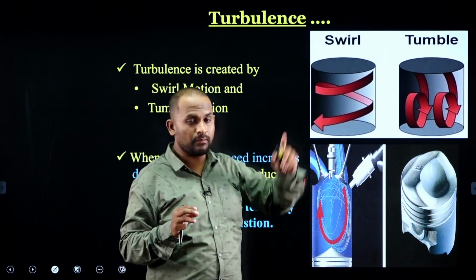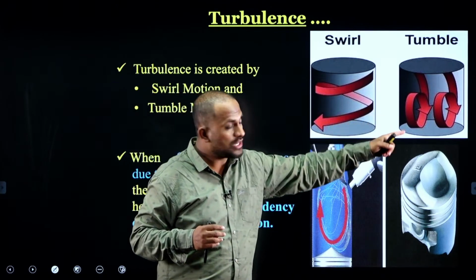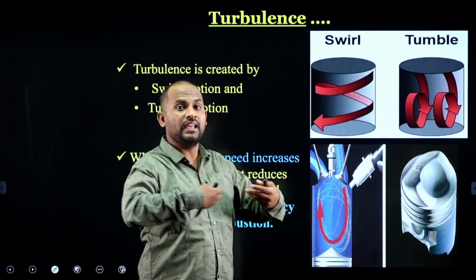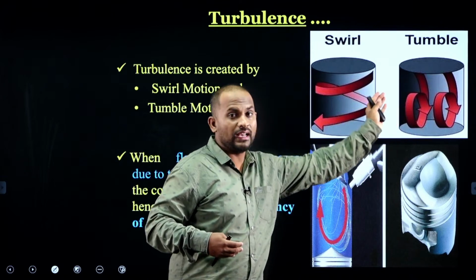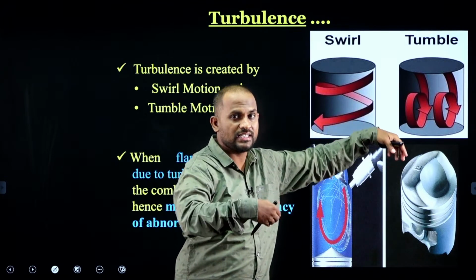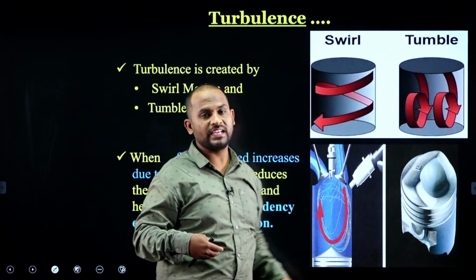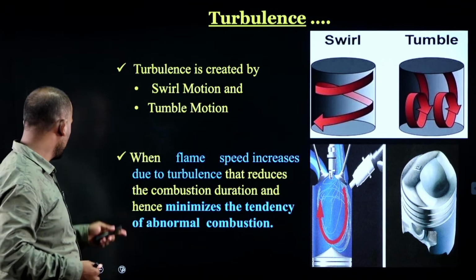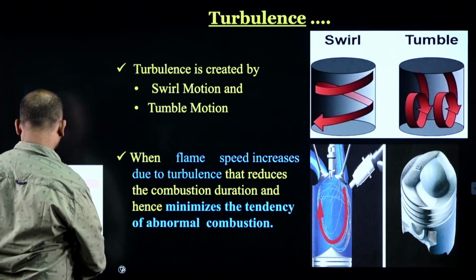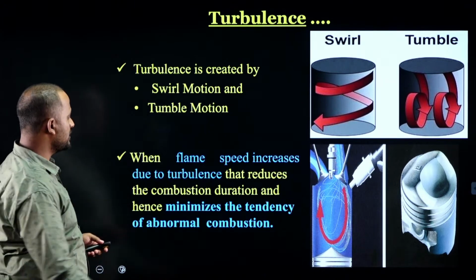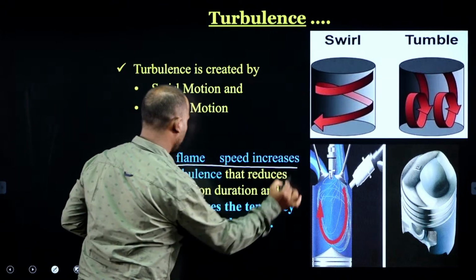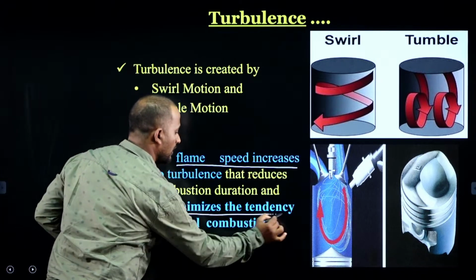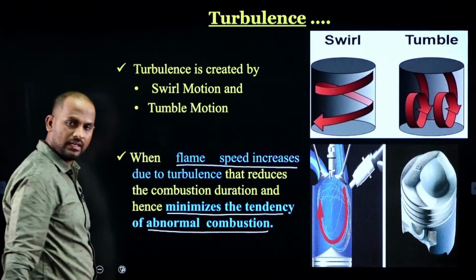Now what is tumble here? Tumble in the sense, the charge particles or the air fuel mixture will have a radially inward motion. That means it will move radially inside itself. That is called tumble motion. It is also called squish motion. So because of this turbulence, the flame speed will be increasing, and it minimizes the tendency of the abnormal combustion.